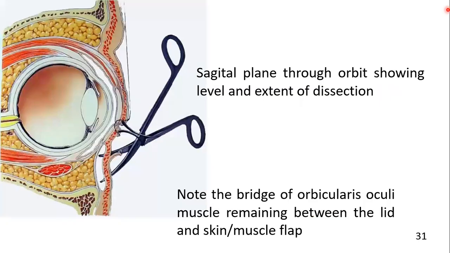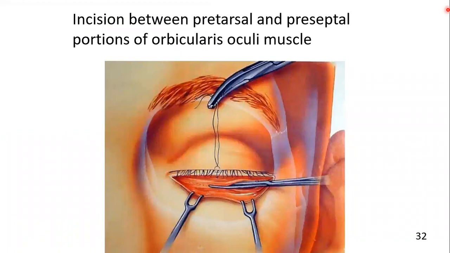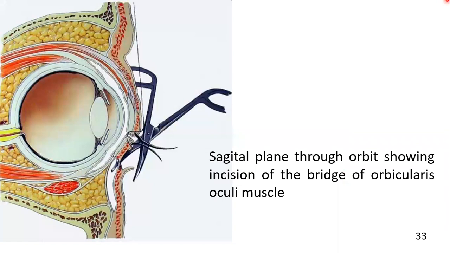Now we will see here the step incision of the muscle. The incision of the muscle is done at a lower level than the initial incision of the skin at a higher level. You can see here, this was initially the skin incision, and now this muscle has been separated from the orbital septum, and this is the bridge of the orbicularis muscle, and you will cut it in a stepwise fashion. So this incision of the muscle will be at a lower level than the initial incision in the skin.